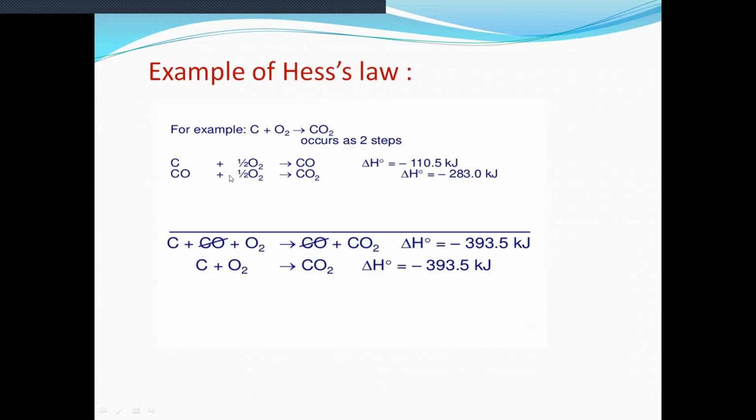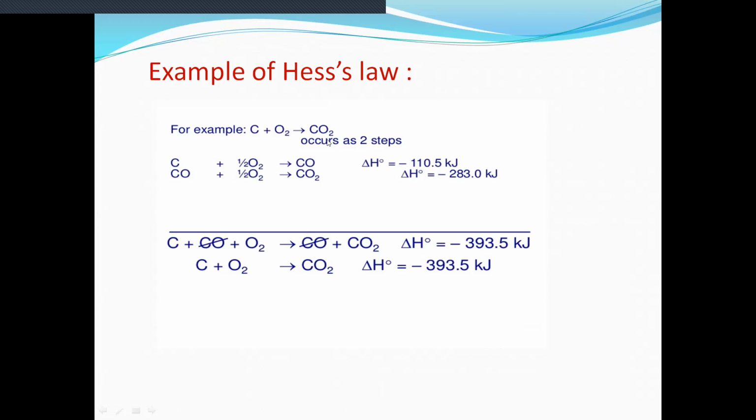What are the two steps? Carbon monoxide is formed. When carbon is heated in insufficient amount of oxygen, it forms carbon monoxide. And in first step, the enthalpy change is minus 110.5 kilojoule. While in second process, carbon monoxide is again heated in insufficient amount of oxygen, it is converted into carbon dioxide. While in this process, enthalpy change is minus 283.0 kilojoule.